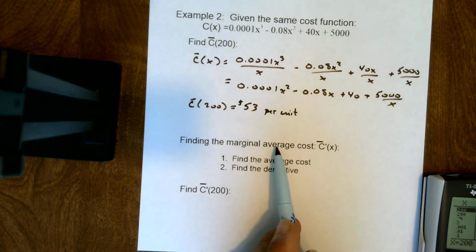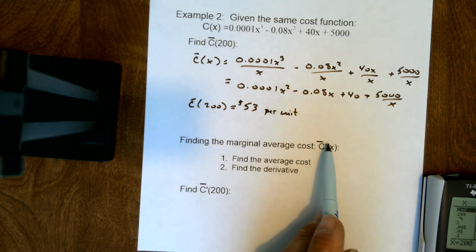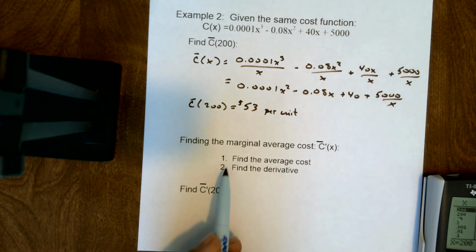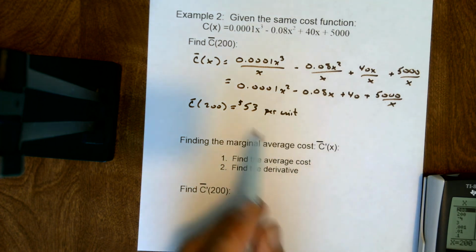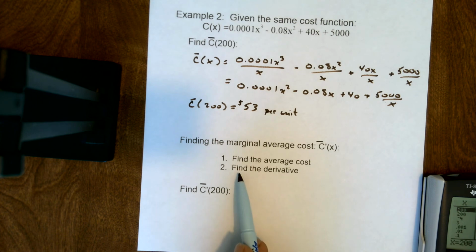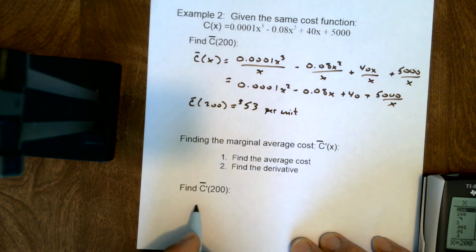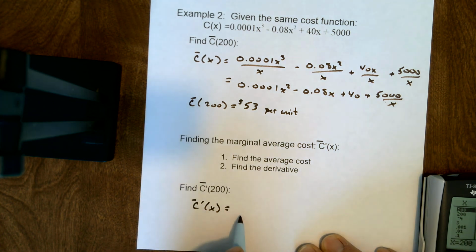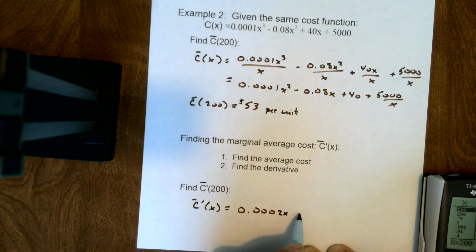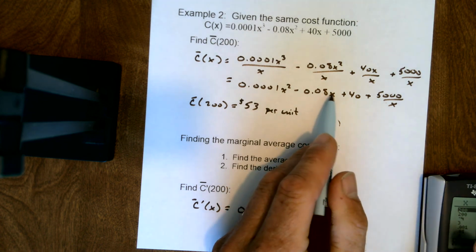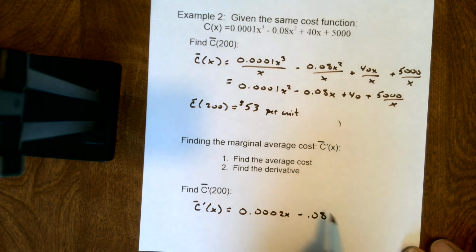So here, can we find the marginal average cost, C bar prime of x? The first thing we have to do is find the average cost, which up here we already did, and then we're going to find the derivative of that. Since I've already found it, I'm not going to do that again. I'm going to find C bar prime, which is my derivative. So I have 2/10,000 x minus 1/800. The derivative of my 1/800 x is 1/800. The derivative of 40 is 0.